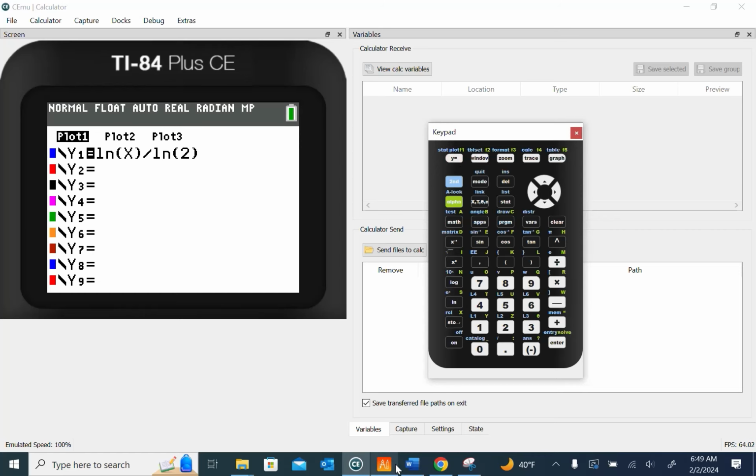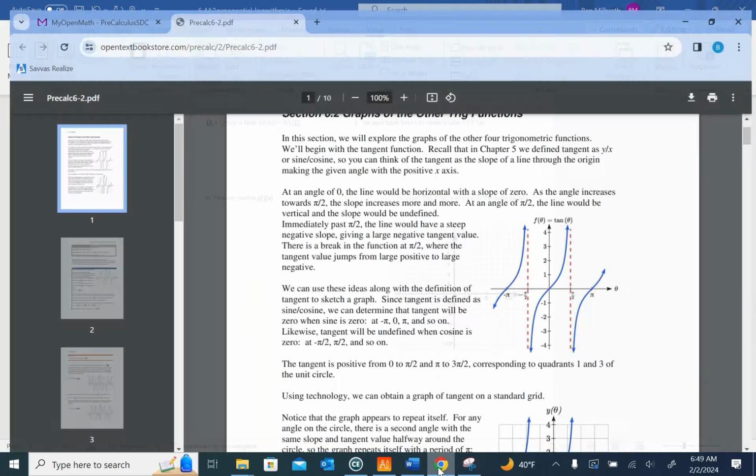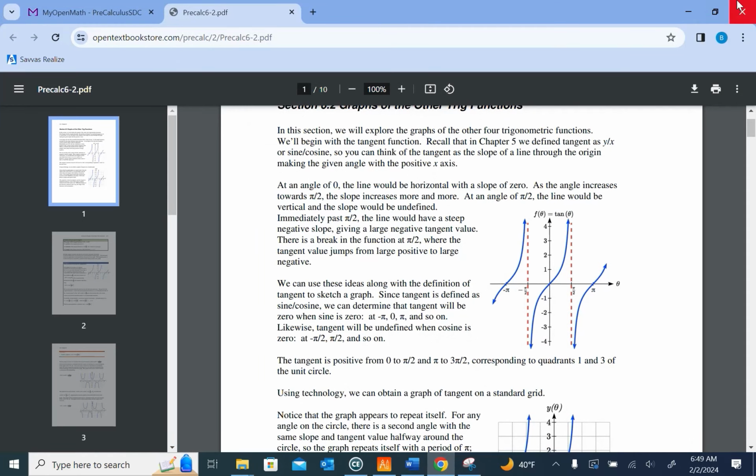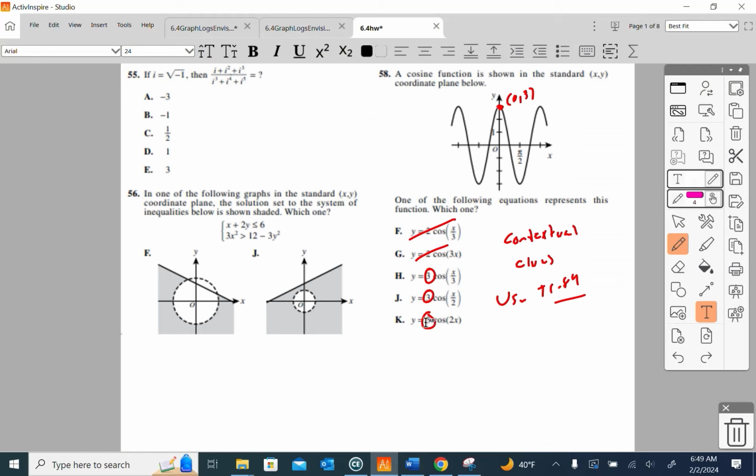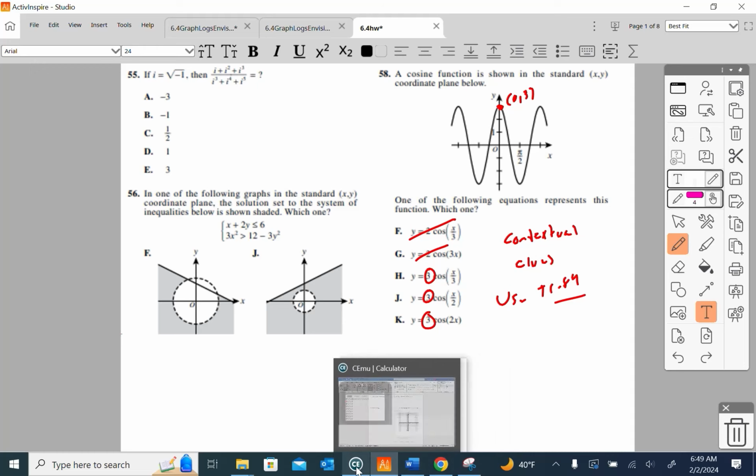So now my window's the way I want it. I'm just going to type in some functions. I already know the answer, by the way. The answer is the last one. It's this one down here. That's the answer. But say I don't know that. I'm you. I haven't done a whole lot of trig in my life.